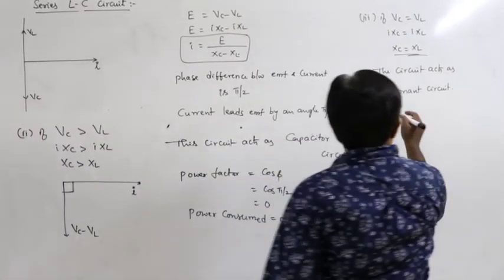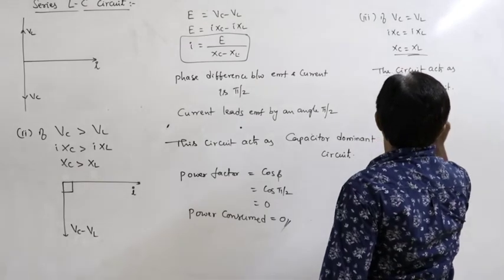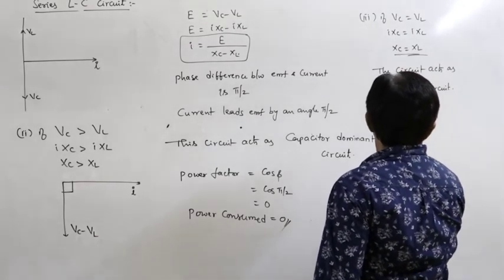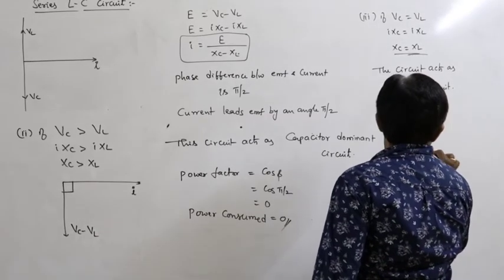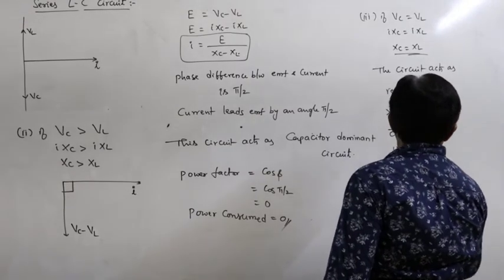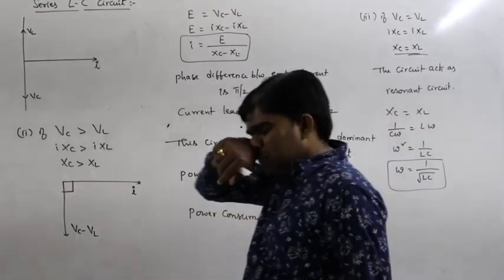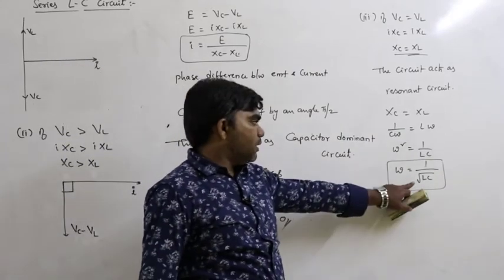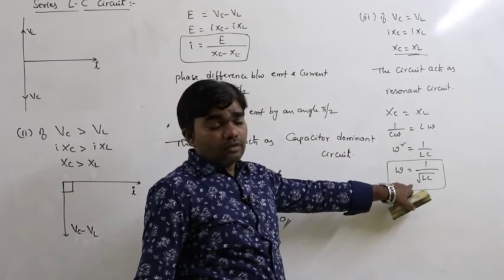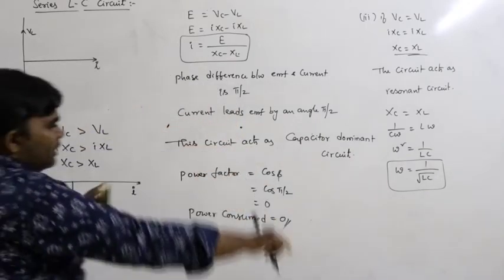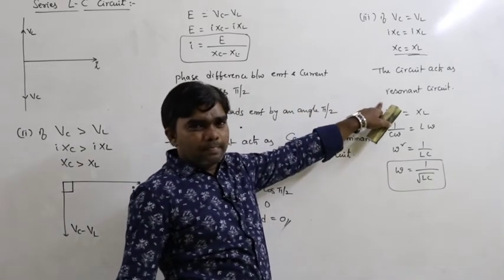Here XC is equal to XL, 1 by C omega equals L omega. So from this omega square is equal to 1 by LC, omega equals 1 by root of LC. So this is the resonance condition. What is the resonance condition? Omega equals 1 by root LC. So three conditions in this. Later we can discuss about this clearly.